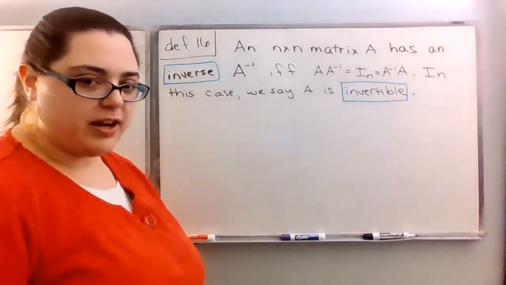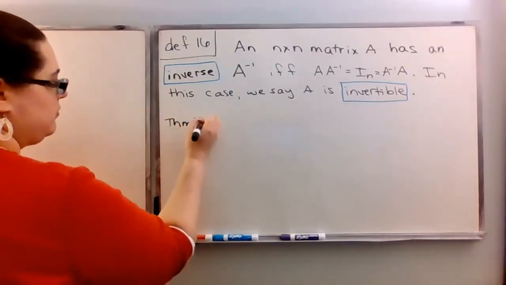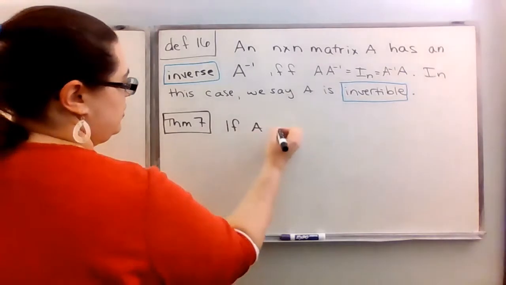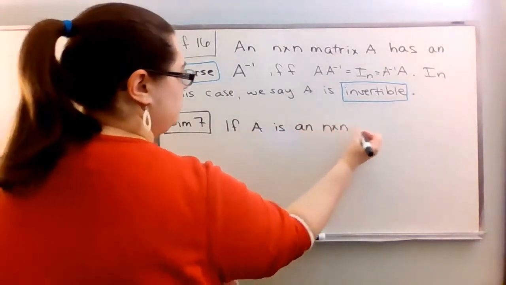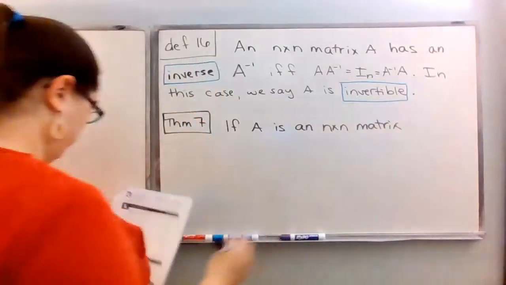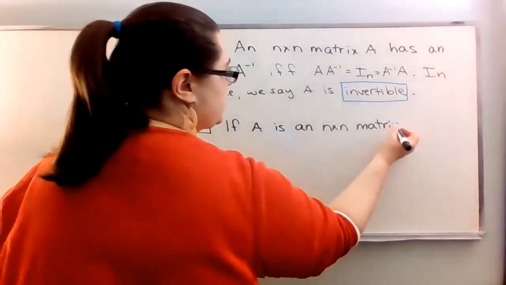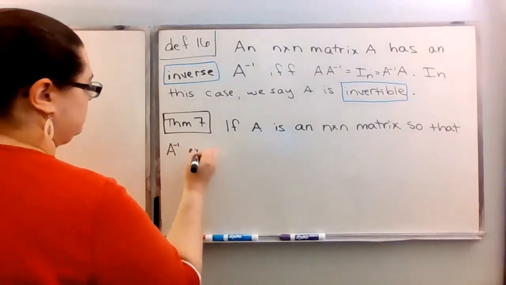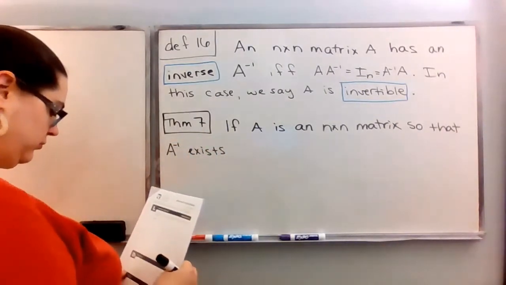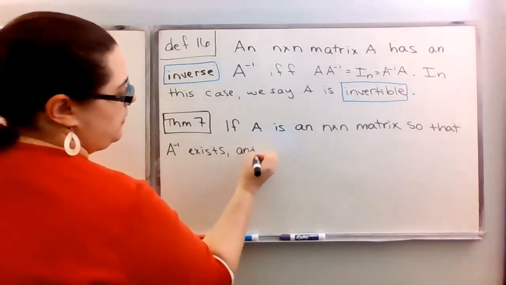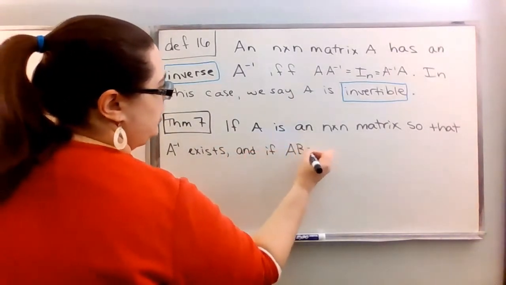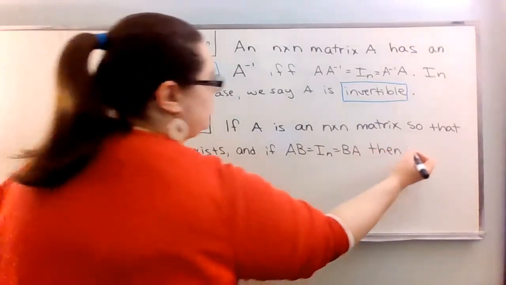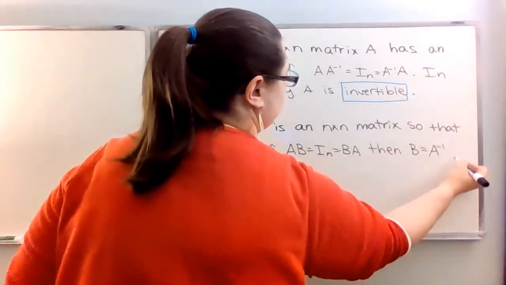Okay, so I promised you a definition and a theorem. So we're going to state theorem number 7 now on the board. It states, if A is an n by n matrix, so that A inverse exists, and if AB equals IN equals BA, then B is equal to A inverse.